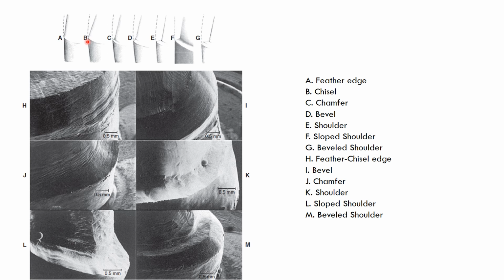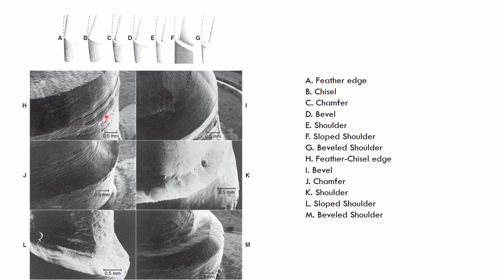Feather edge, chisel, chamfer, bevel, sorry, shoulder, sloped shoulder. It's a little sloped. This is 90 degrees. This is sloped. And G is beveled. You see that is the beveling. And the edge is the feather edge.